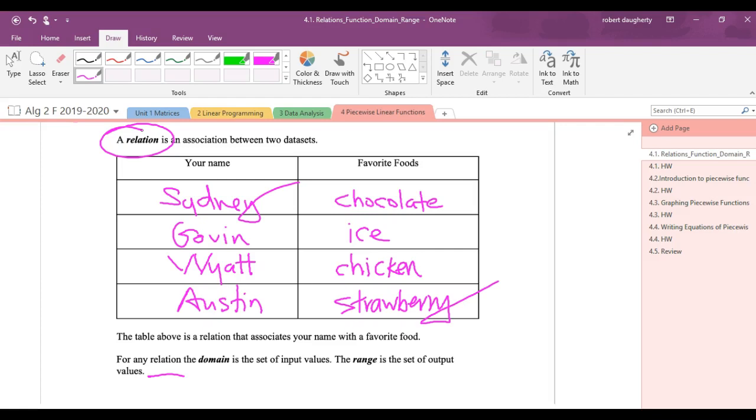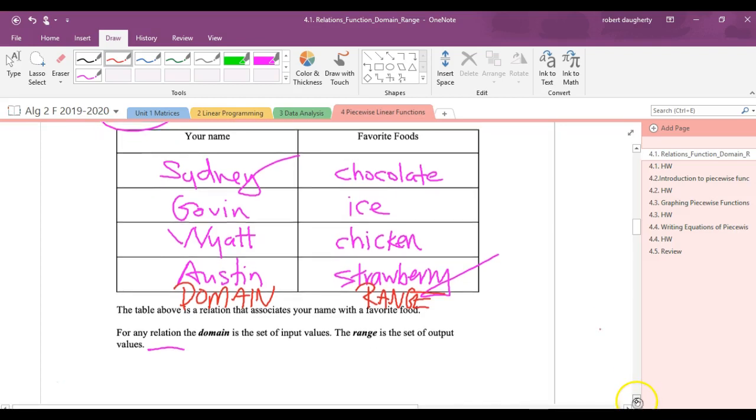So what we have, the input was your name. I came up with your name, and the output was you coming up with the food. So what we would say is, over here, this was the domain. And this was the range. So domain means input, range means output. I inputted your name, you gave me the output of a type of food that you like.